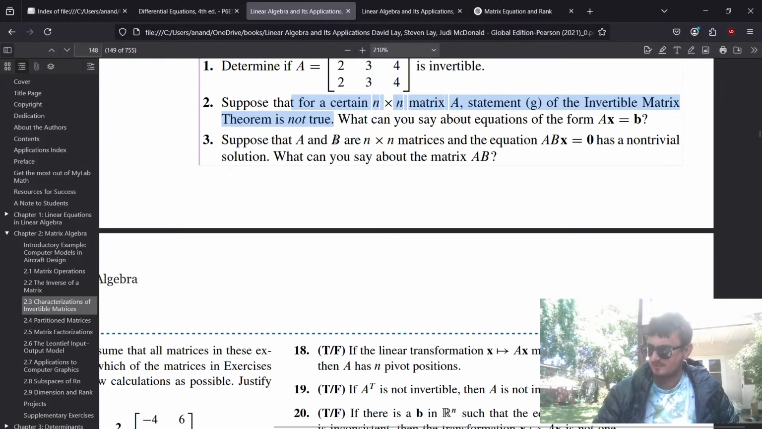And then let's do 3. Suppose A and B are n by n, and AB times x has a non-trivial solution. Well, then AB is not row equivalent to the identity matrix. Or equivalently, the columns are dependent. I don't know. It's all the same stuff, I think.